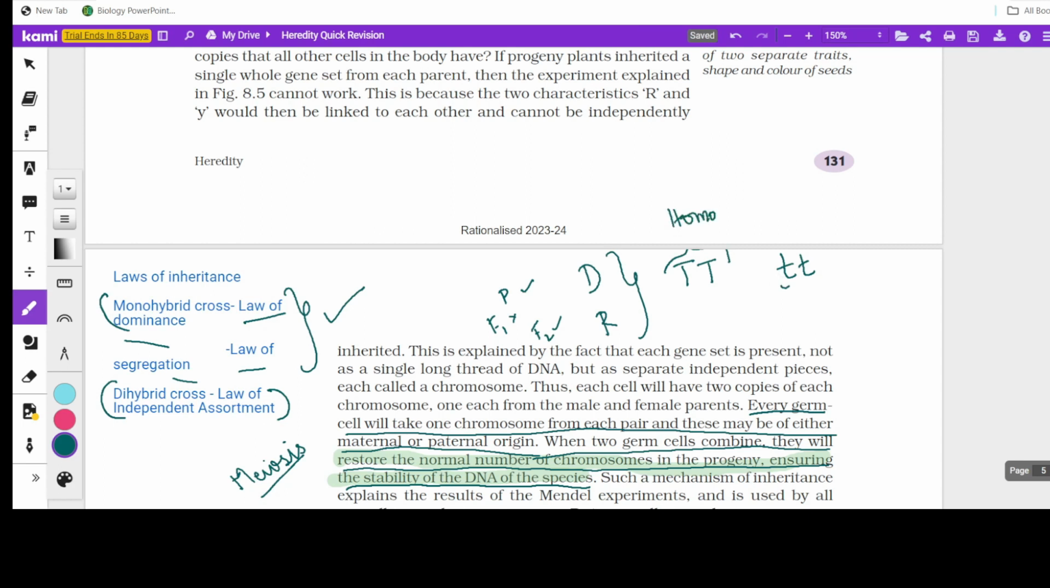And if both the letters are small case letters, then again it is homozygous. If one letter is capital and the other is small, we call it heterozygous. So this is the easy way for you to keep that in mind. The dominant trait will appear both in homozygous as well as heterozygous, because if you find a letter capital, then you can confirm that that is the trait.